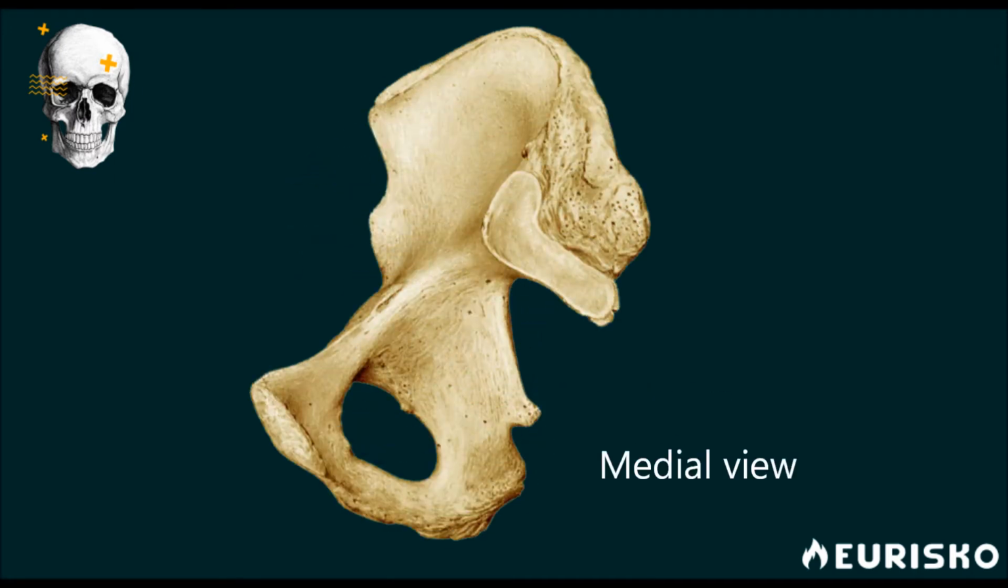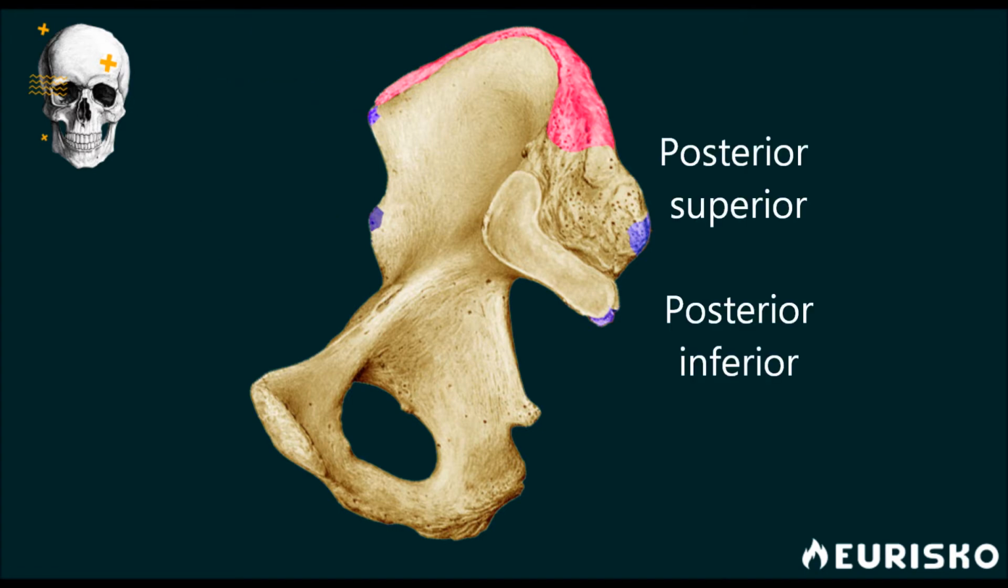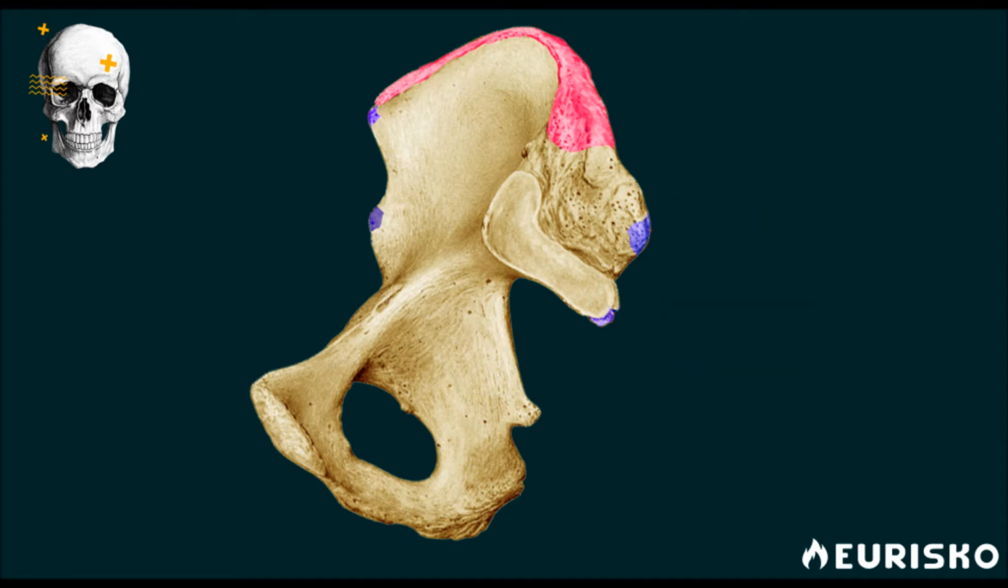The medial view of the hip bone shows us some important landmarks from the lateral aspect: the iliac crest on the top of the bone, anterior superior and anterior inferior iliac spines, as well as the posterior superior and posterior inferior iliac spines, and the ischial spine situated below. The inner surface of the iliac bone is called the iliac fossa. There is an iliac tuberosity on the backside of the iliac crest.